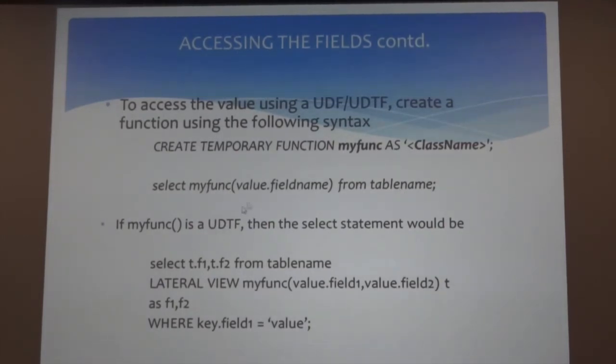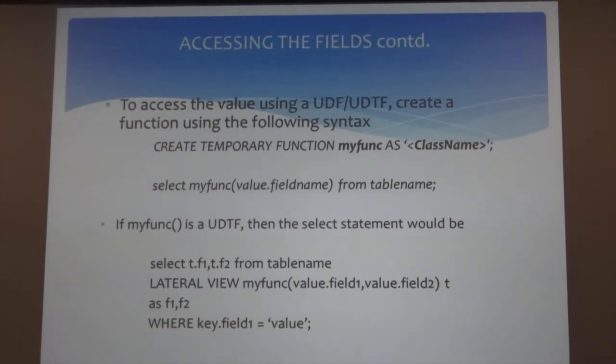If this were a UDTF, that is an example with a lateral view. The lateral view creates a temporary table called T with the output of whatever my function outputs. Let's say it outputs two fields. You access them as F1, F2, as an example, and then you can say T.F1, T.F2 in your select statement.